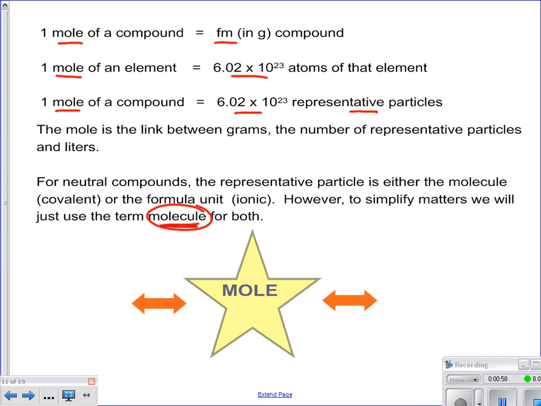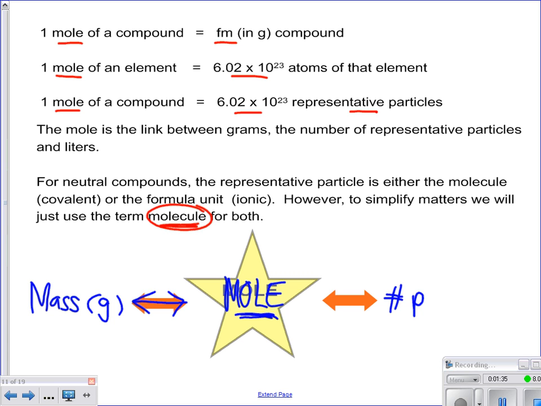Then there's a little place on your paper for you to draw something known as a mole map. For the mole map, the key is that if you can get to a mole, you can go anywhere. So to draw this mole map, just write the word mole right there in the middle. And then we know that we can go back and forth very easily between moles and mass, and that mass is measured in grams. We know that we can also go back and forth between moles and number of particles.